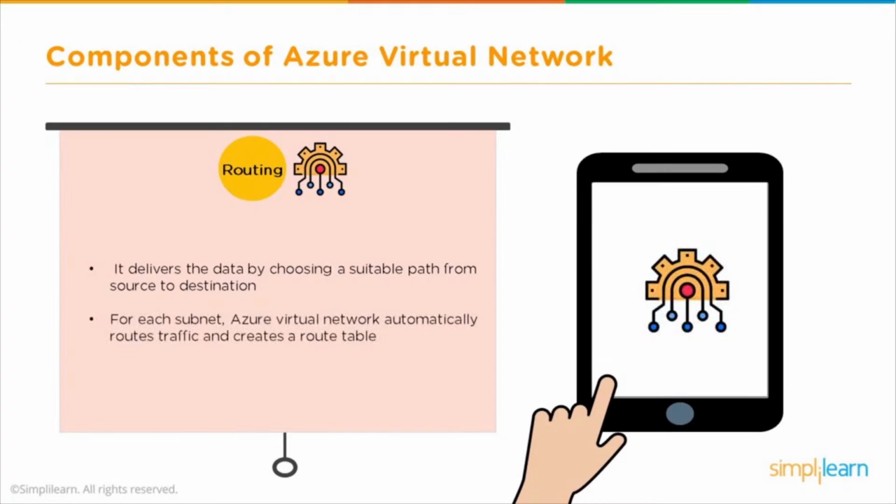For each subnet, Azure Virtual Network automatically routes traffic and creates a route table. When you create a virtual network, a route table is automatically created, which is required to route the traffic, and that can be used by every subnet. That doesn't mean you only have to create a single route table in the virtual network. You can have multiple route tables created, which can be associated with different subnets as well.